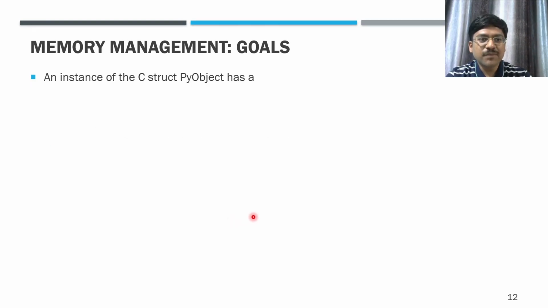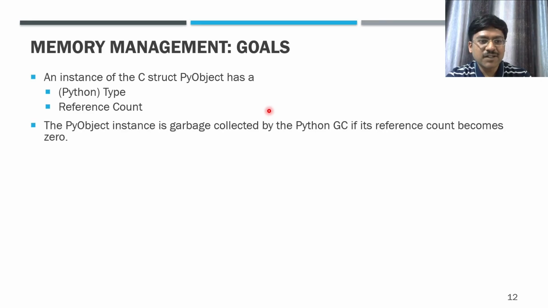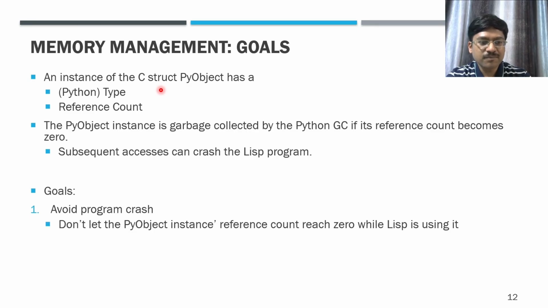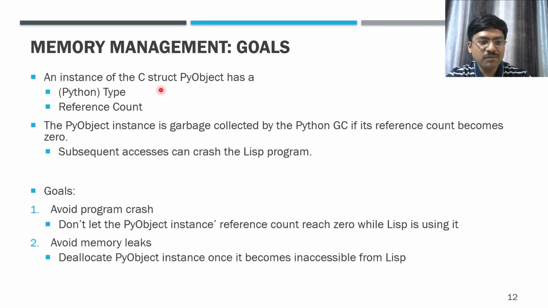Coming to memory management, an instance of the C struct PyObject has a Python type and a reference count. The PyObject instance is garbage collected by the Python GC if its reference count becomes 0. Subsequent access of such an object can crash the Lisp program. So goals are twofold. One, we want to avoid program crash. That is, we want to prevent the Python object instance reference count from reaching 0 while Lisp is still using it. Secondly, we want to avoid memory leaks. So once the PyObject instance becomes inaccessible from Lisp, we want to deallocate it.